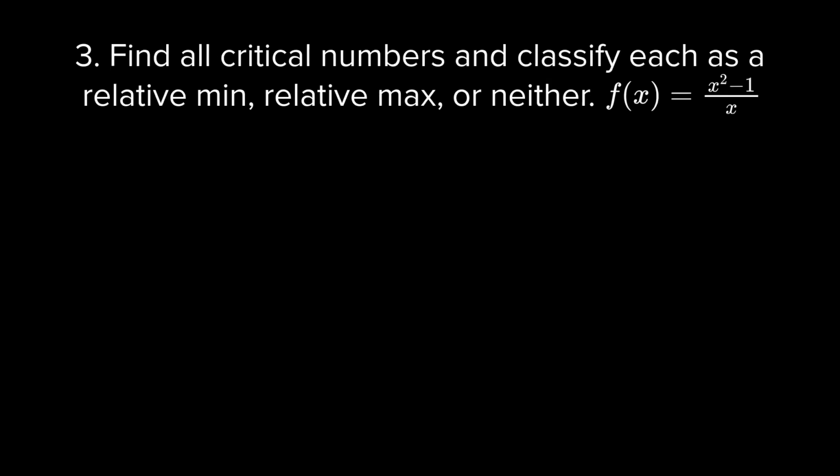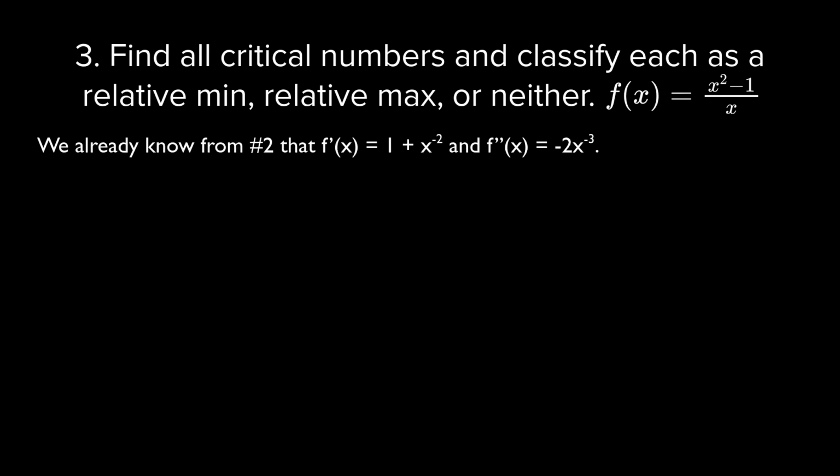So now, here's a bit more complicated problem. We have to find all critical numbers on this function and classify each one as a relative minimum, relative maximum, or neither. So to do this, we can use the second derivative test once we've found the critical numbers. And it turns out, from the last problem, since it's the exact same function, we already know what the first and second derivatives are equal to. Which is great. That shortened a lot of work for us.